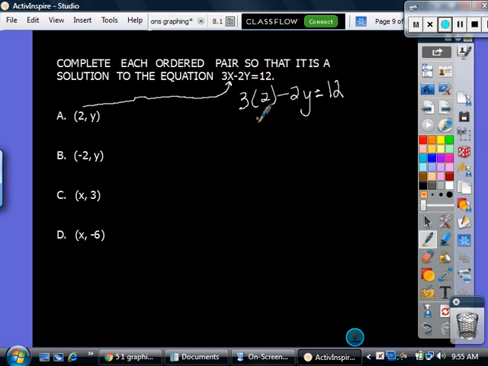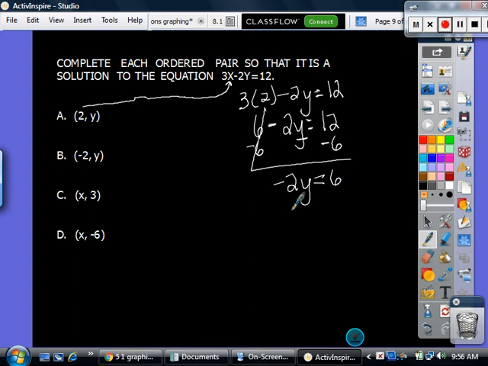All right, so what's 3 times 2? All right, so we're going to solve for Y. What should I get rid of first? The 6. So I will subtract 6. The sign in front of the number goes with the number. That is positive. And so we will subtract 6 from both sides. Divide both sides by -2. And Y is -3. So that means that this solution, this ordered pair, is 2, -3.